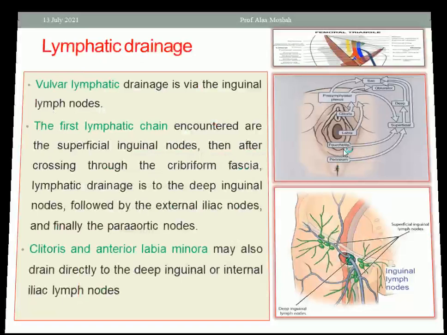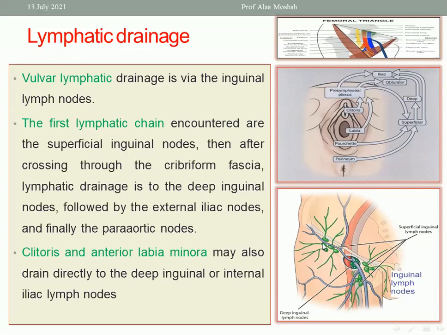What about lymphatic drainage? Lymphatic drainage is via the inguinal lymph nodes, as you see in the picture, the superficial and the deep. This is the superficial and this is the deep inguinal lymph node. The clitoris and the anterior labia drain directly to the deep inguinal and the internal iliac lymph nodes. That's why when there is malignancy in the clitoral region or the anterior labia, lymphatic spread may be more hazardous because it gives direct transmission to the deep inguinal or internal iliac lymph nodes.